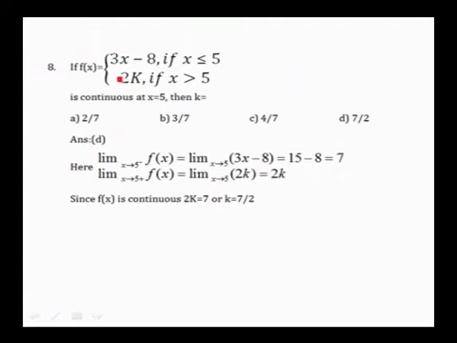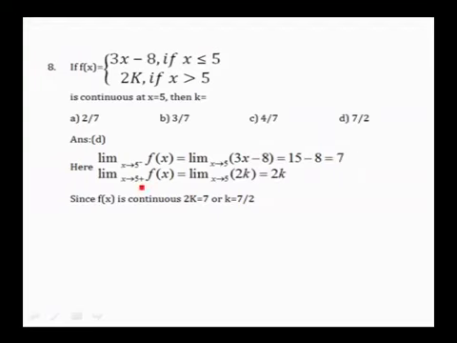If f(x) is equal to 3x minus 8 if x is less than or equal to 5, and equal to 2k if x is greater than 5, and is continuous at x equals 5, then what is the value of k? So, if you consider the left hand limit, limit of f(x) as x tends to 5 minus, it is limit x tending to 5 of 3x minus 8. I am putting x equals 5 here, so 3 into 5, 15 minus 8, is 7.